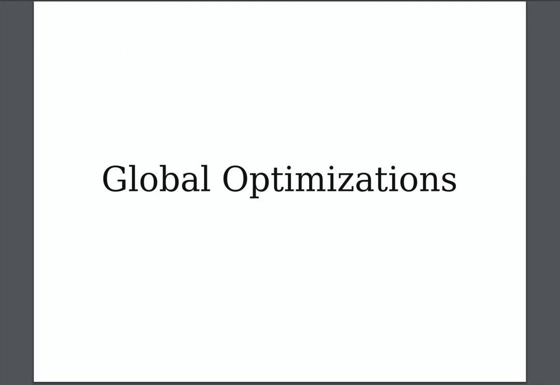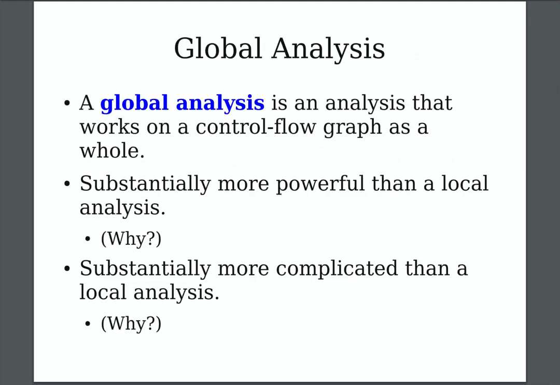Okay, so let's look at global optimizations. Recall that a global optimization, in contrast to the local optimization, works across the entire control flow graph. The control flow graph represents the flow of control for an entire function in our language. Now, it's much more powerful than a local analysis, as you can imagine, but it's also more complicated for some very subtle reasons. So why would this be the case?